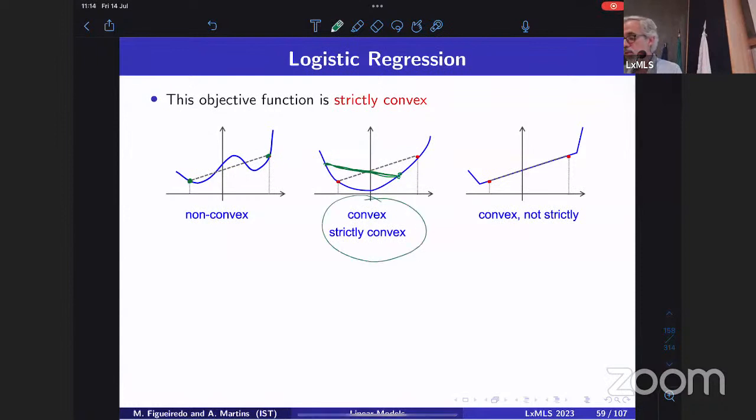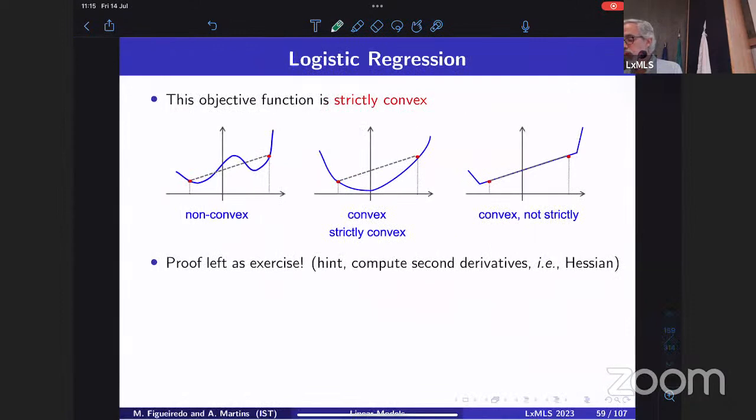So these two kinds of functions are the easiest to deal with. First of all, if you have a strictly convex function, the minimizer is unique. It has a minimizer and it is unique. For example, this one has more than one minimizer, there are two. A function that's not strictly convex may also have more than one minimizer. Think of a function like this that's flat. It's convex, but it has many minimizers. All of these points here are minimizers. So it's very good that it's a strictly convex function.